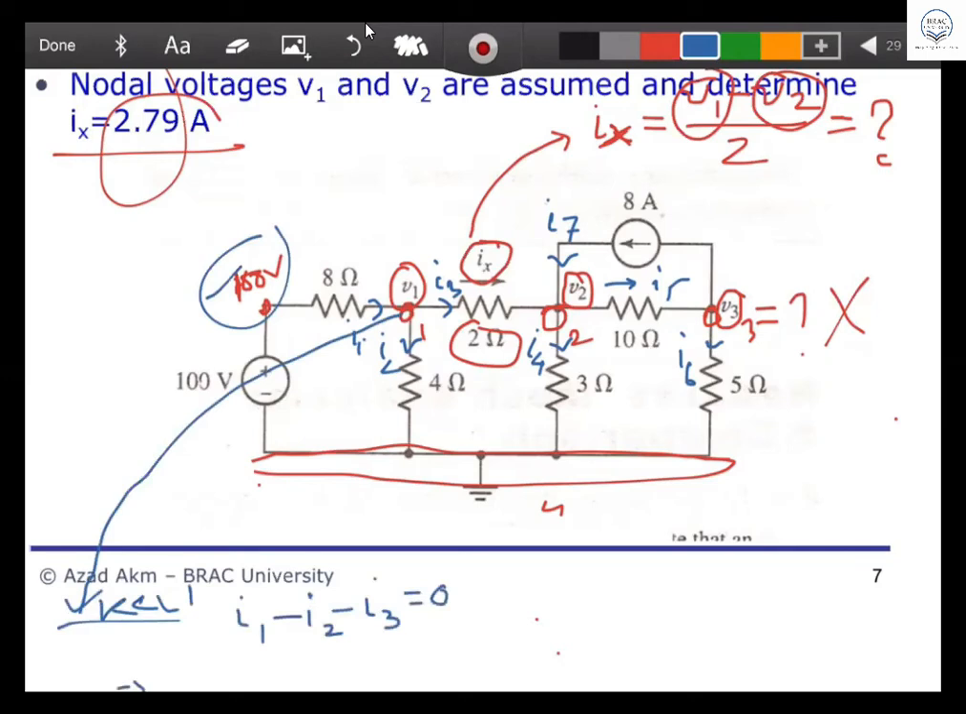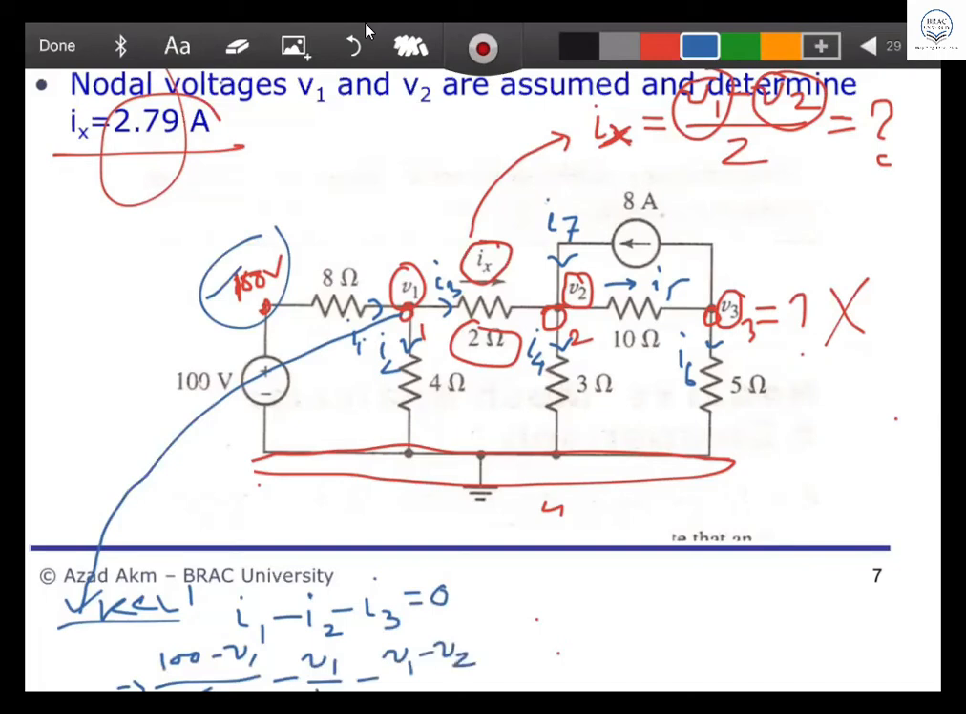Now what is the equation coming then? I1 equal to what? Anybody can tell me. Yes, sir: 100 minus V1. Beautiful. 100 minus V1 divided by 8. And what is I2? Minus I2, V1 divided by 4. Why are you late? Minus I3. I3 is what? What, are people sleeping?